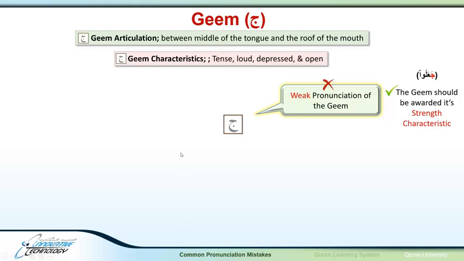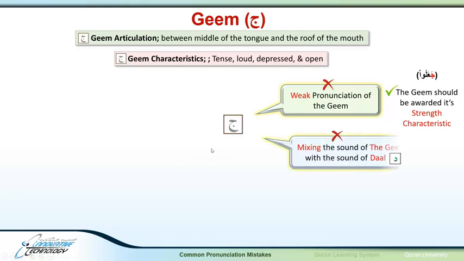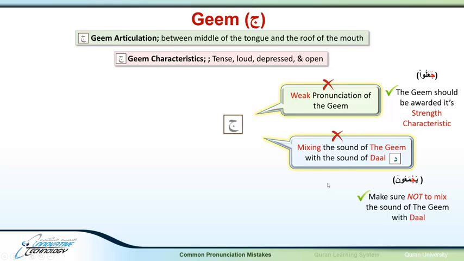جعلوا. Now, another mistake is mixing the sound of the jim with the sound of dal. This is the dal. Example, يدجمعون. And this is wrong. The right way of pronouncing it is like this. يجمعون. So make sure not to mix the sound of the jim with that of the dal.